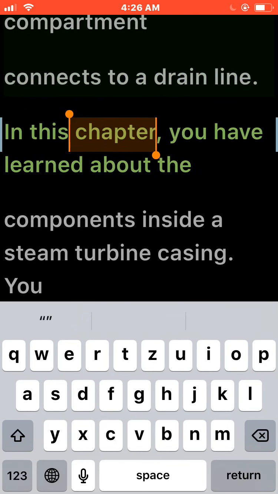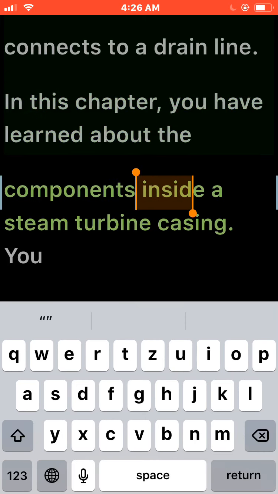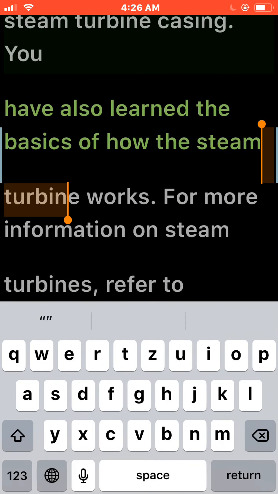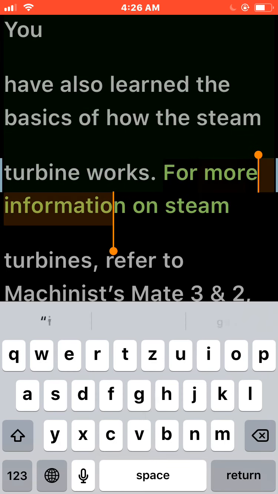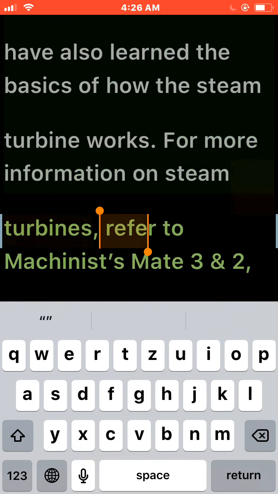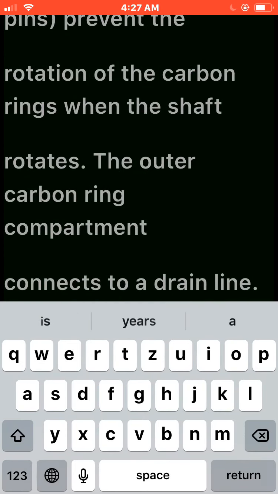Summary. In this chapter, you have learned about the components inside a steam turbine casing. You have also learned the basics of how the steam turbine works. For more information on steam turbines, refer to Machinist's Mate 3 and 2, NAVEDTRA 10524-F1, Chapter 2.